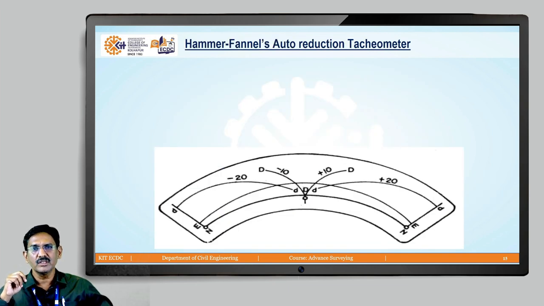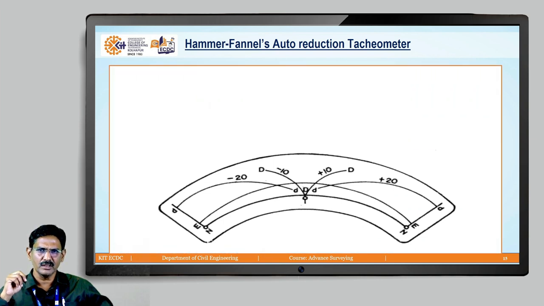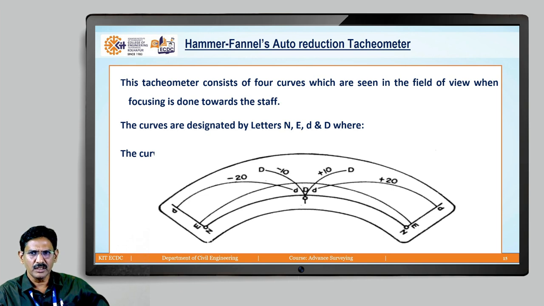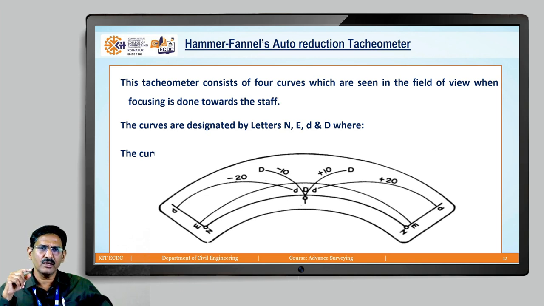Now we move on to the second case, which is called the Hammer-Fennel auto reduction tachymeter. Now this tachymeter consists of four curves which are seen in the field of view. This is also a part of the diaphragm. Let me tell you, what you see here is nothing but the inside of the diaphragm. Now here there are four curves, N curve, E curve, and there are two curves representing the vertical angles. One is the capital D and one is the small d.